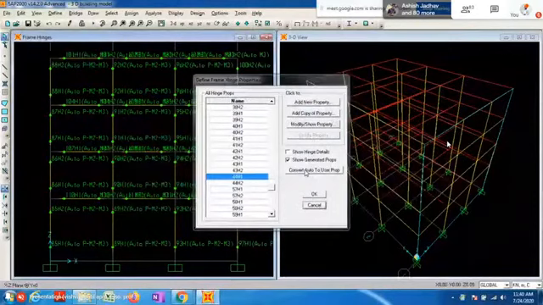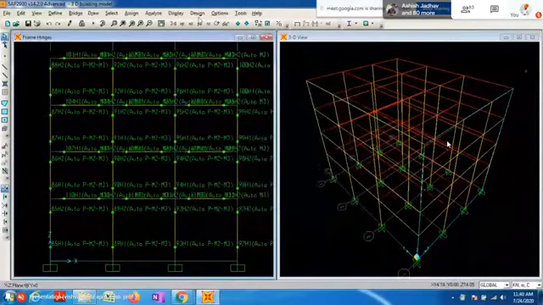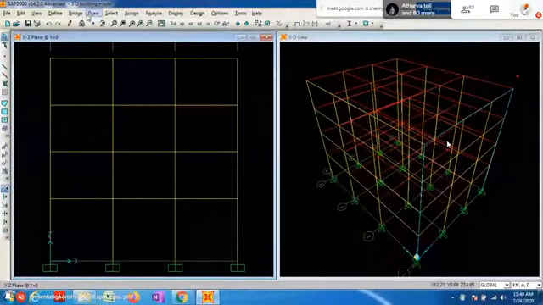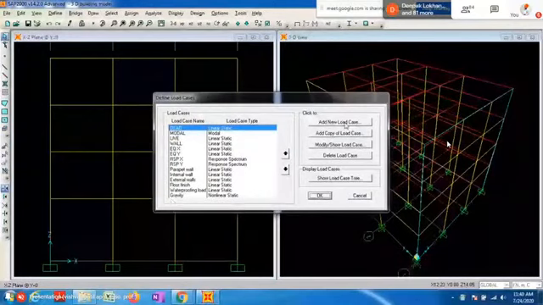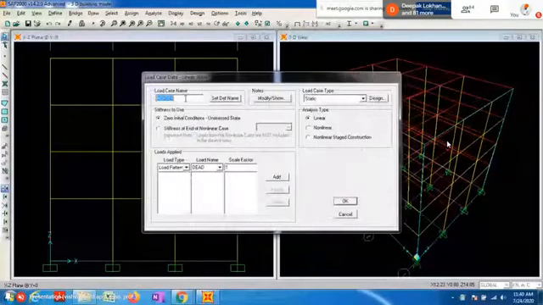Okay, so now the hinges have been assigned. Then we'll go for the pushover analysis. So define the pushover load case. For that, you go to define a load case. Now here the pushover must come. So go for define, and here it is push x. Okay, push x.